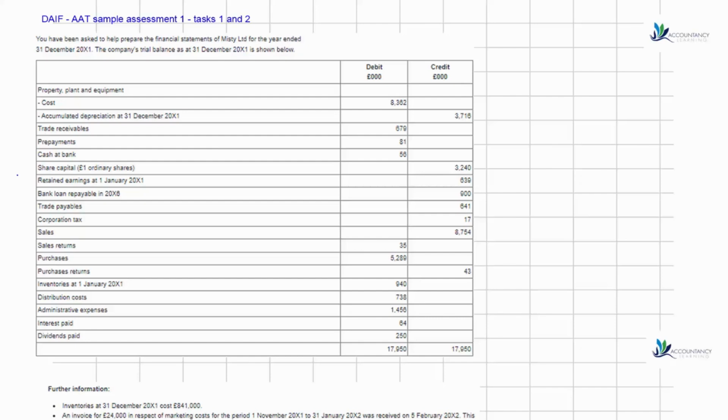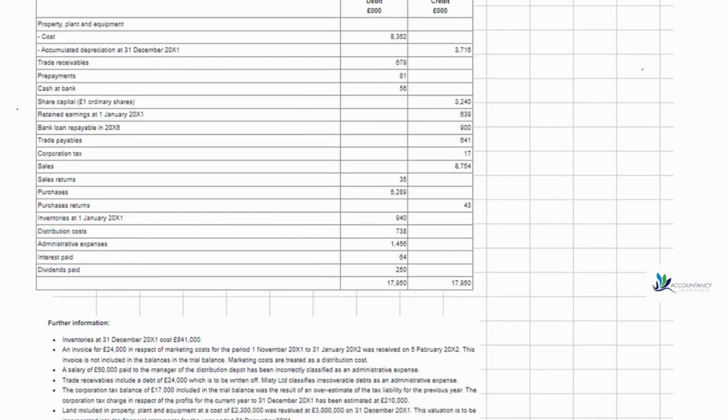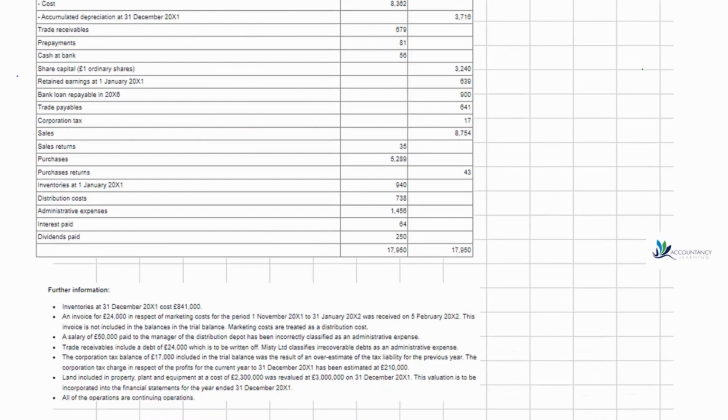As you can see, we're provided with a trial balance. Some of the trial balance numbers will appear in your answer to task 1 and some of them in task 2. However, the trial balance is incomplete or wrong, and we're also provided with some further information.